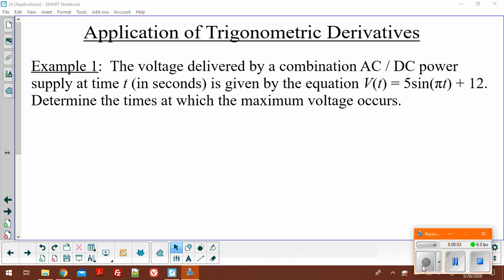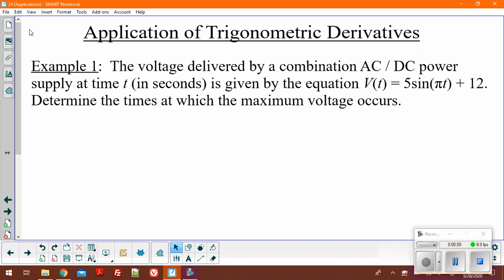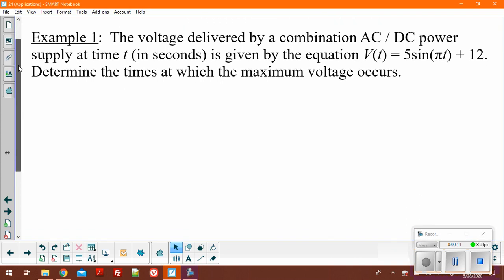Hello everyone. Now we've learned how to take derivatives of trig functions. We'll do a couple applications here. So for the first example, the voltage delivered by a combination power supply at time t is given by the equation v of t is 5 sine pi t plus 12. Determine the times at which the maximum voltage occurs.